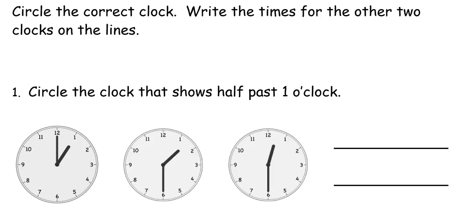This tutorial is for first grade, Module 5, Lesson 13. In this lesson, we will continue to look at time to the hour or to the half hour. The directions say circle the correct clock, then write the names for the other two clocks on the lines.